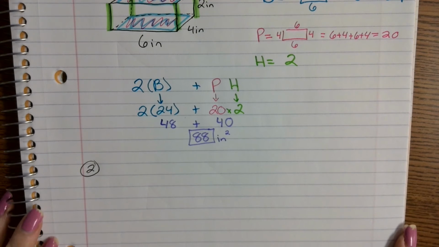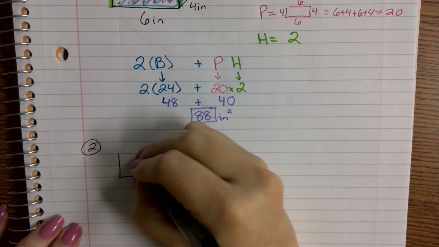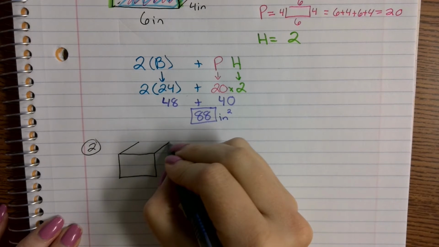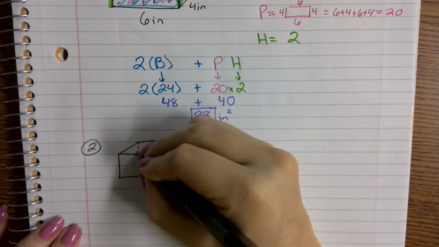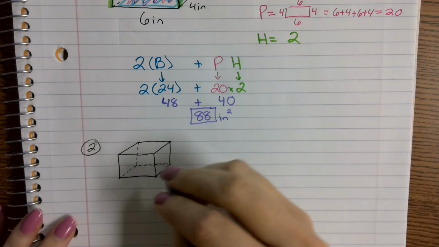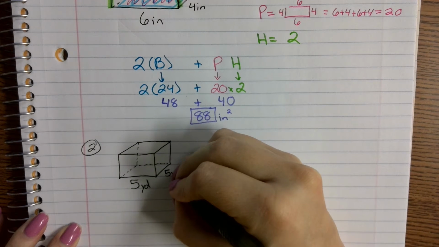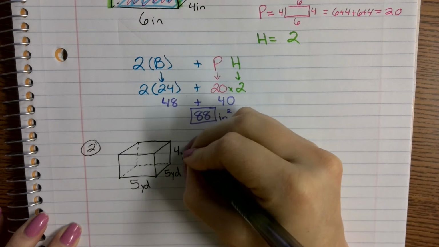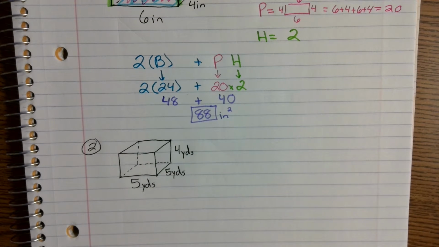I want you to try one on your own. It's a rectangular prism until you know what the dimensions are. It's not a cube. If it was a cube, it'd be 5 by 5 by 5 or 4 by 4 by 4. This is 5 by 5 by 4.